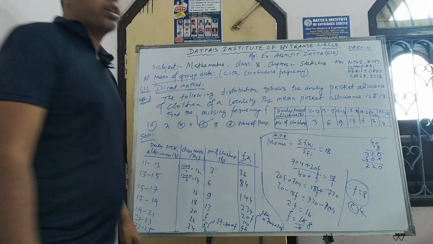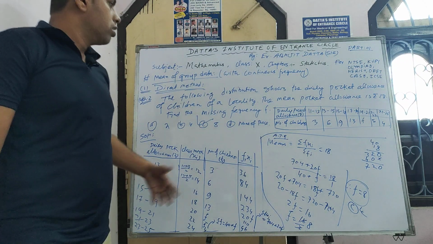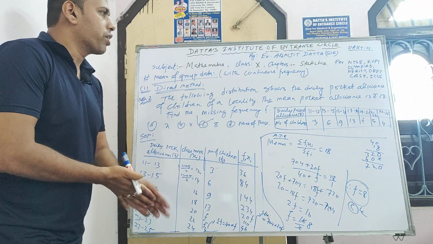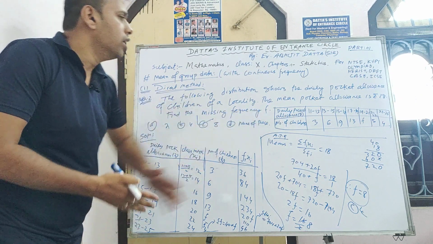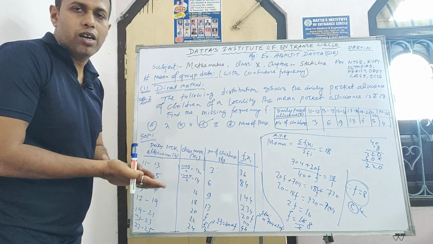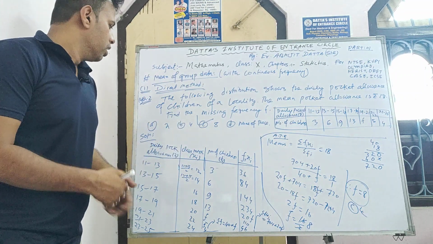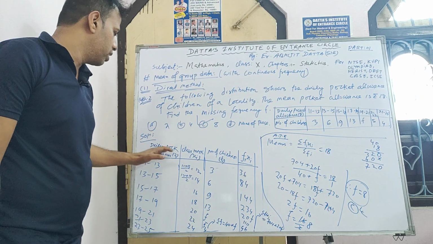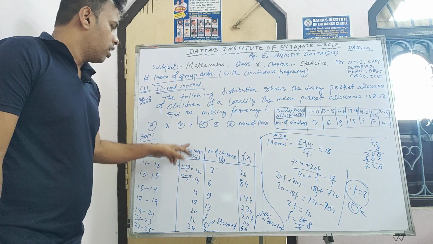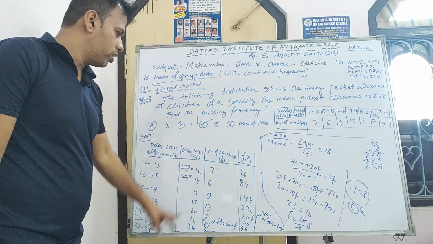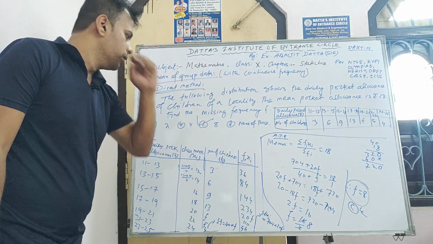So it is very much similar to the previous one. We have to find out the missing frequency. The question is like this: the pocket allowances of children in a locality is given in the data, and one frequency is missing, that is 19 to 21, and the mean pocket allowance is given as 18. So first I write down the daily pocket allowances in distributed form, then I find the class mark xi, then the number of children, and then fi xi.